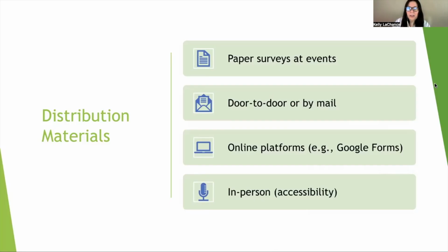And then also online platforms. So in online platforms, that is a great way as well. This is where you would develop an electronic survey, for example, through Google Forms. And you could send this link out through email to folks as well. And then there's also the in-person option, considering people with accessibility needs, that is another great way to be able to have your surveys out there and to have the most responses that you can.